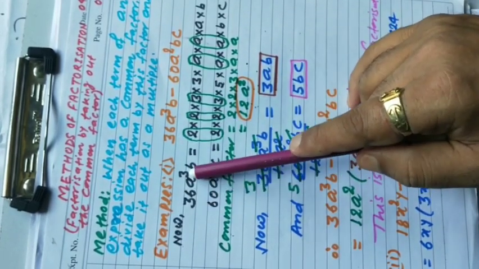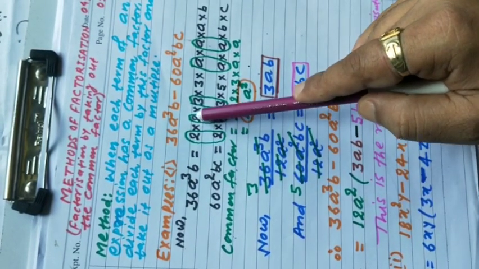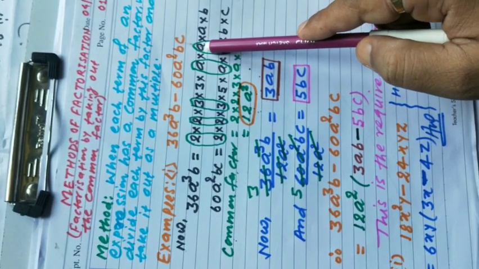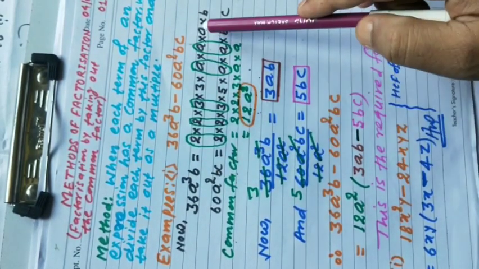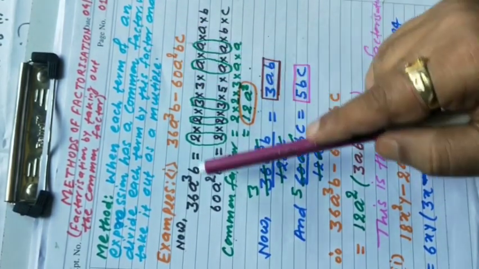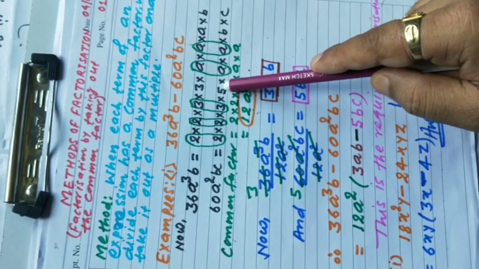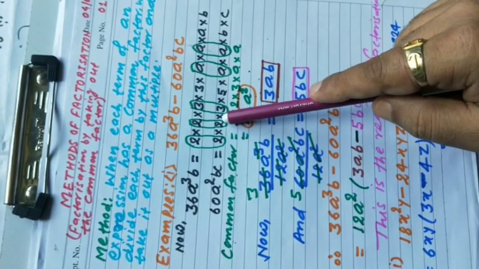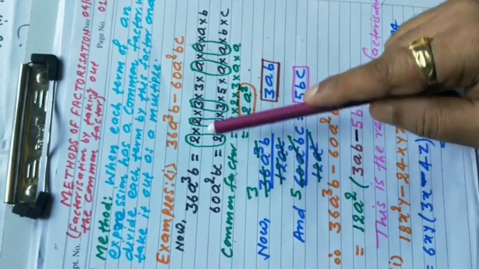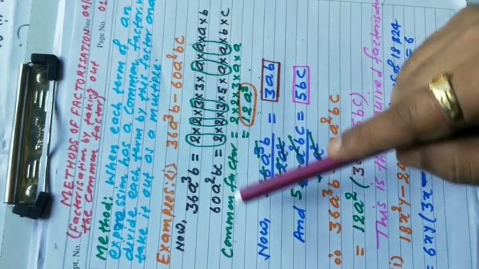First term is 36a cube b. So the prime factors of 36 will be 2 multiplied by 2 multiplied by 3 multiplied by 3, and a cube can be written as a multiplied by a multiplied by a, and b is there, so we have written multiplied by b. And second term is 60a square bc. So 60a square bc will be written as 2 multiplied by 2 multiplied by 3 multiplied by 5, the prime factors of 60. And a square is there, so we have written a multiplied by a, and b multiplied by c.